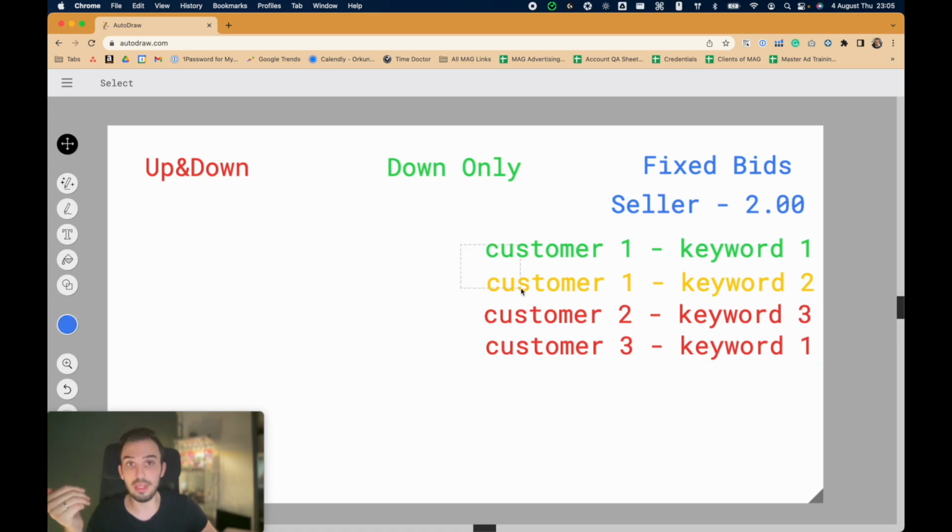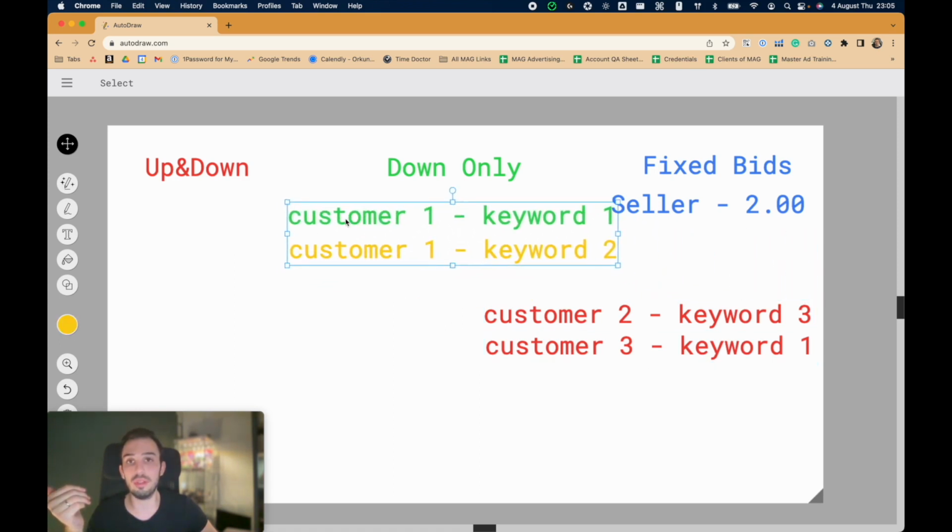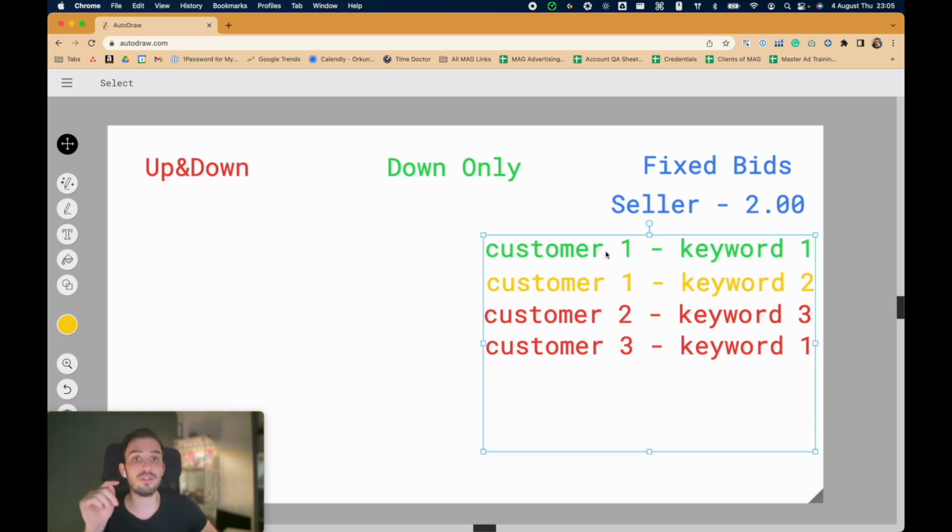But with down only, maybe Amazon would show only those ones and you would get a better conversion rate but less traffic. That's why we use fixed bids when we are launching a product or when we know that the product is working super well, and it doesn't matter if we show it to more customers or not. So basically this is the idea.